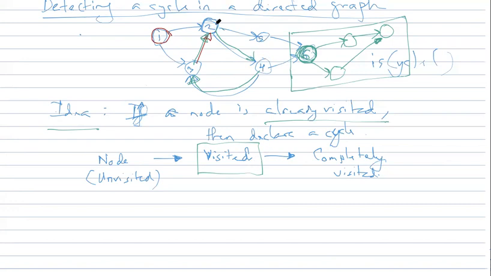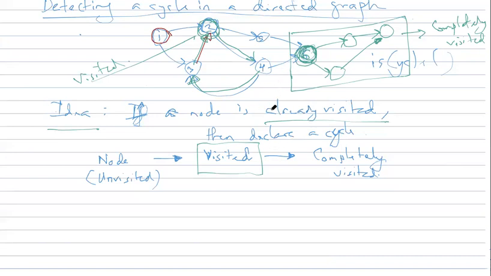So the difference between visiting this node twice in a cycle versus this node twice, which is not in a cycle, is that I'm reaching this node 6 for the second time after I have visited every single node that is conceivably possible to visit from 6. So this had the completely visited status. Correct? And this one had only the visited status when I visited for the second time. Is that point clear?